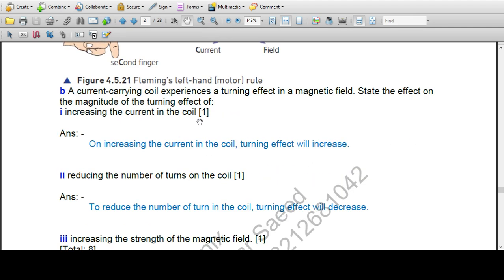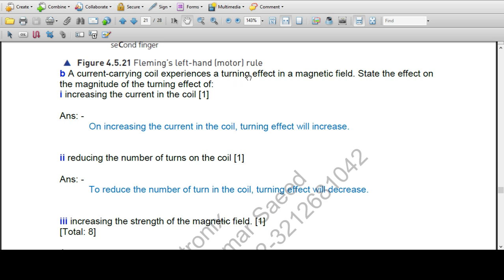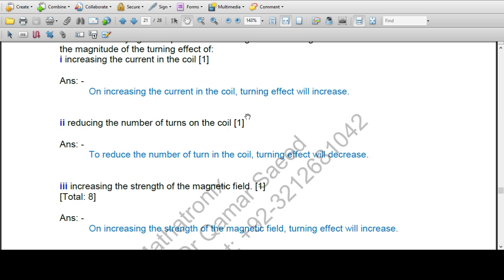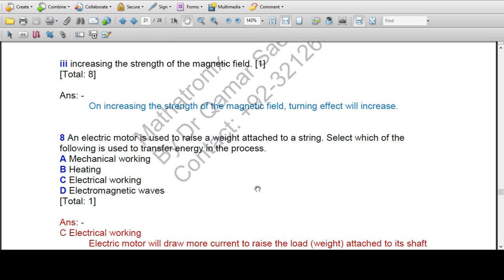The current carrying coil experiences a turning effect in a magnetic field. State the effect on the magnitude of the turning effect of increasing the current in the coil. On increasing the current in the coil, the turning effect will increase. Reducing the number of turns in the coil, the turning effect will decrease. On increasing the strength of the magnetic field, the turning effect will increase.